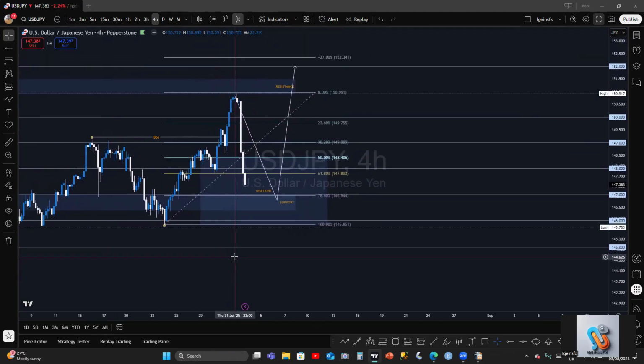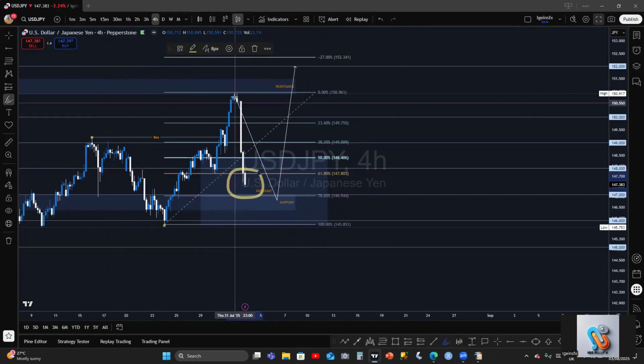As far as I'm concerned, USDJPY, we need to wait for confirmation to see what will happen here. Let's see how this pullback will end. Once this pullback ends and we see a reversal here, then we can join to start pushing price to the upside.